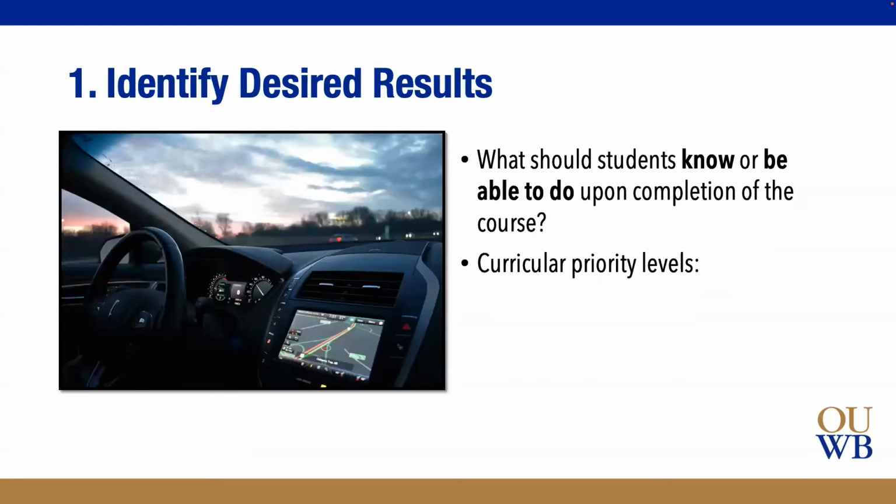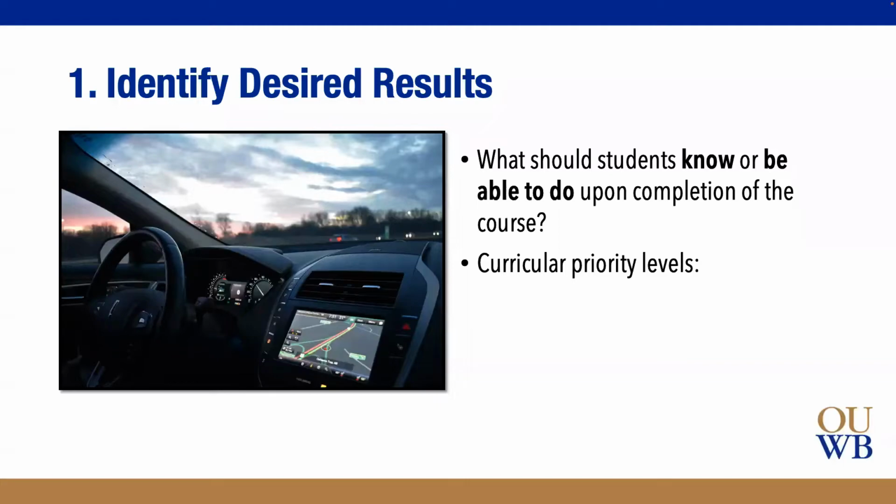Let's dive deeper into each of the three steps of backward course design. The first step is identify desired results. Again, what do you want students to know or to be able to do? This question can be applied to different time frames. For instance, what should students know at the end of this activity, at the end of this lecture, or at the end of this course?